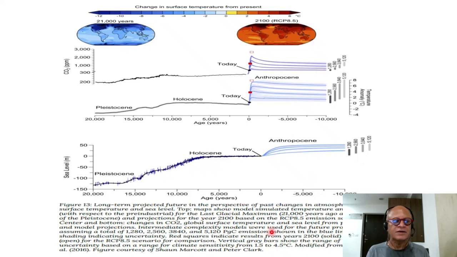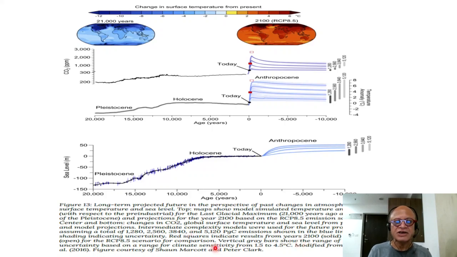Sorry, let me make sure: the center and bottom panels show changes in CO2, global surface temperature, and sea level from paleo data and model projections. Intermediate complexity models were used for future projections, assuming a total of 1280, 2560, 3840, and 5120 petagrams of carbon emissions. So those are not ppms, but the amount of emissions assumed in the intermediate complexity models, because they can be run for a long time very easily, as opposed to coupled climate models, which are not so easy to run for such a long time.